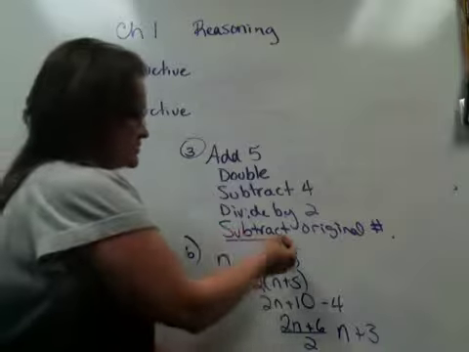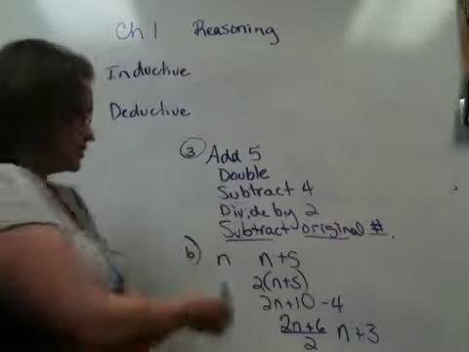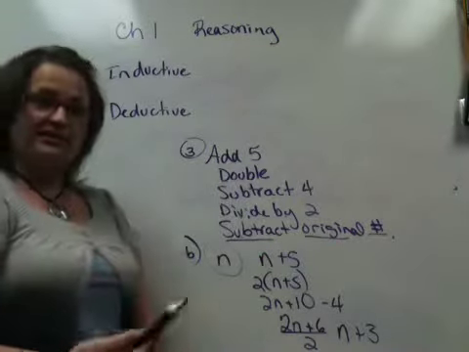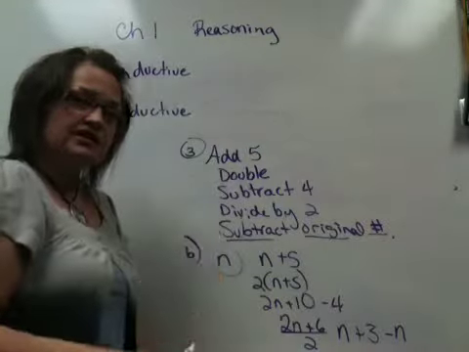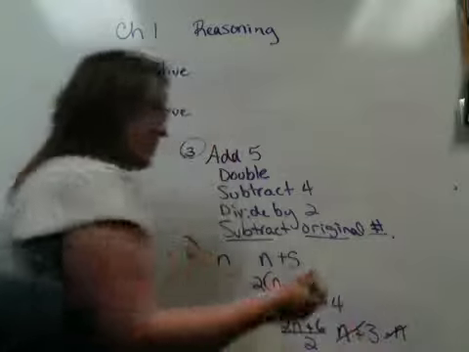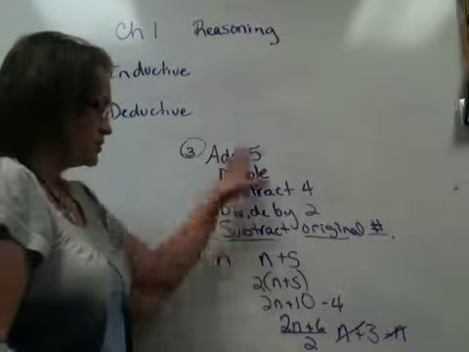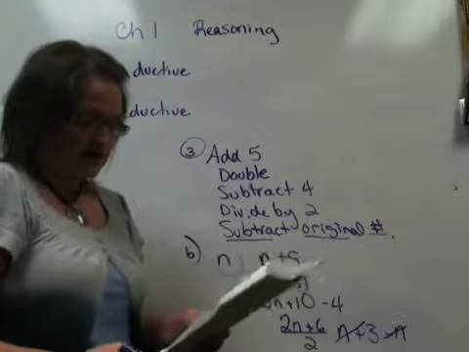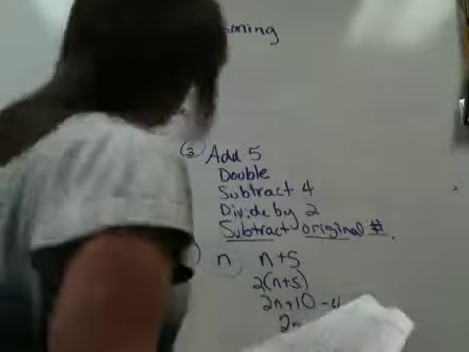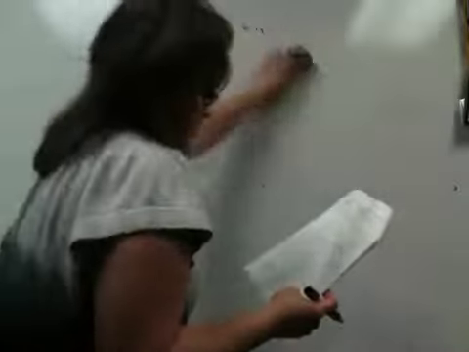Then the last step is subtract the original number. The original number in this generic case is n, so n plus 3 minus n, the n's would then cancel, and every time you have to get a 3 when you go through this process with every number, and so that proves that deductively. Okay, so that's chapter 1.